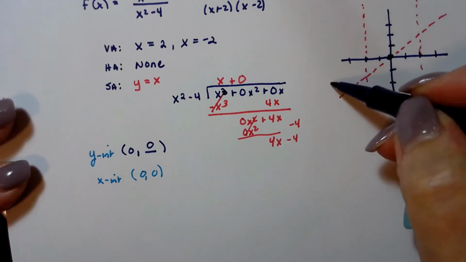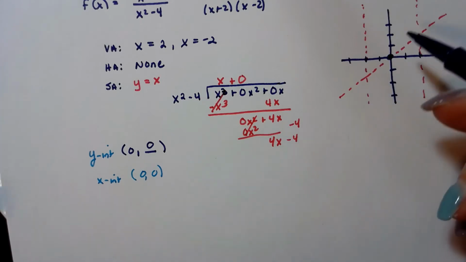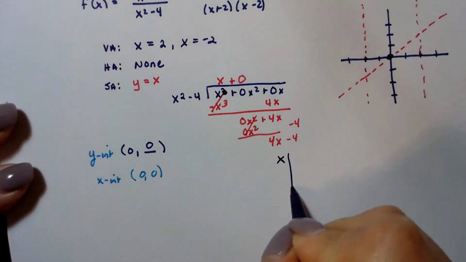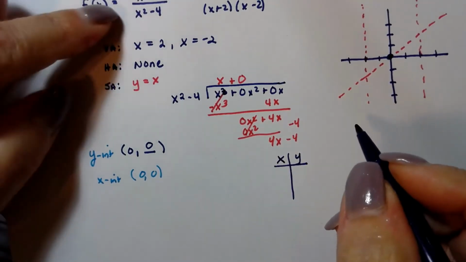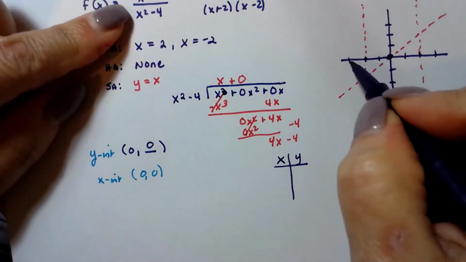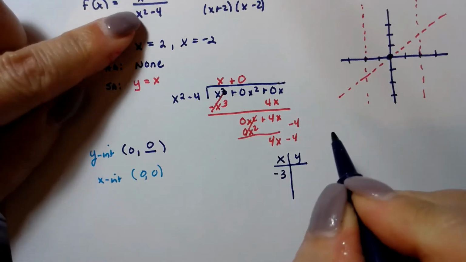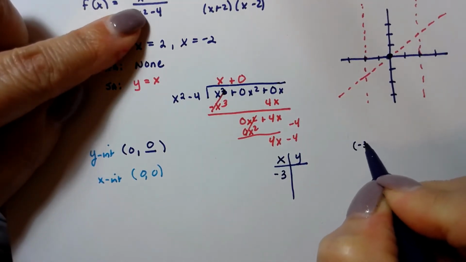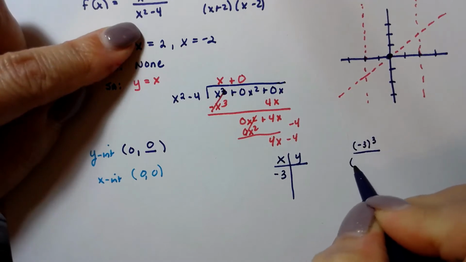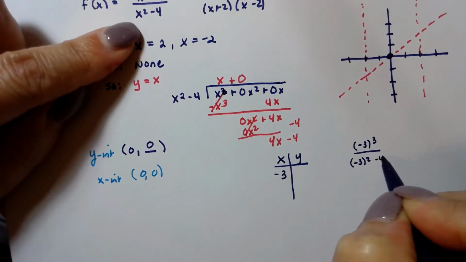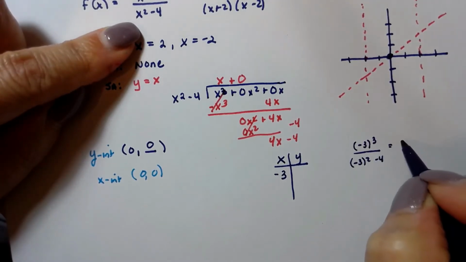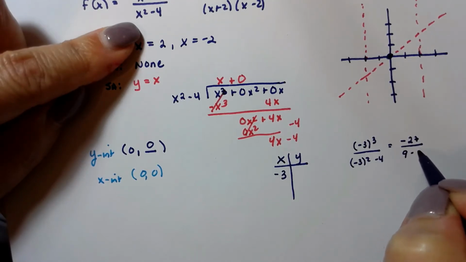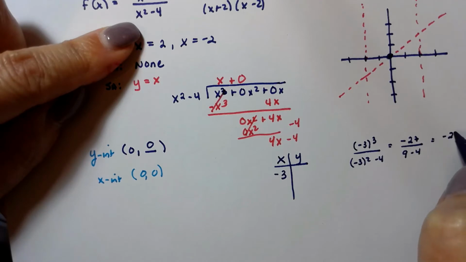I don't know if my graph's going to be in this region or where. So all you have to do is just make a little xy table and say to yourself, what if x equals negative 3? Well, if I plug a negative 3 into this function, I get negative 3 cubed over negative 3 squared minus 4. Negative 3 cubed is negative 27. Negative 3 squared is a positive 9, minus 4, which is negative 27 over 5.